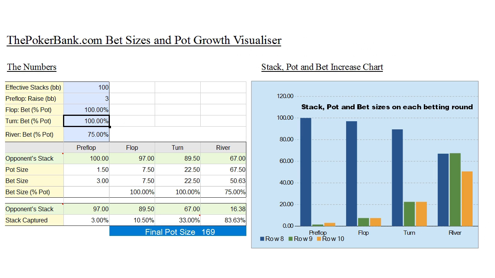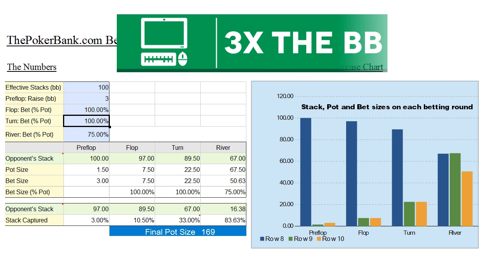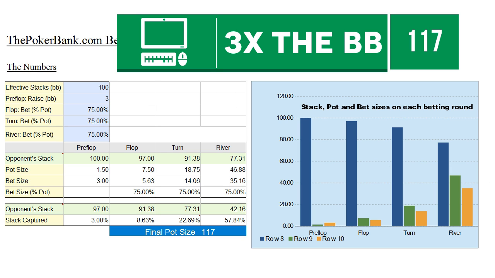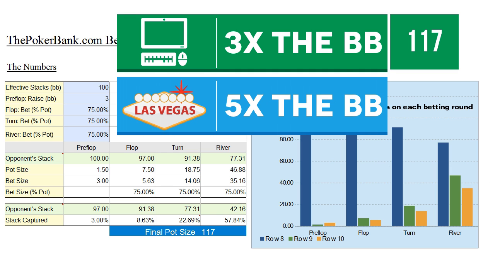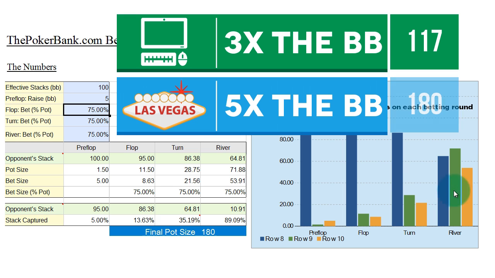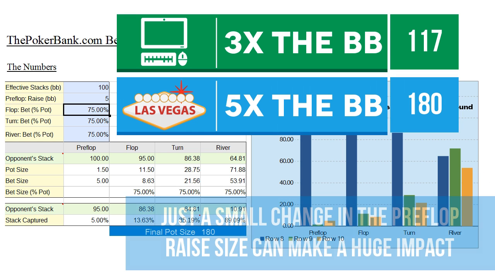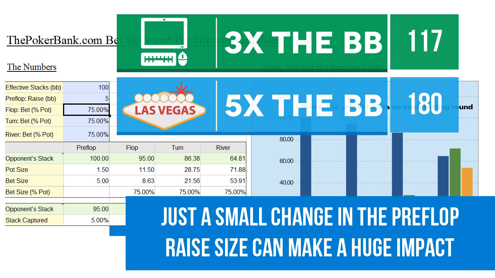In online poker, it's very standard to open to 3x the big blind. So if we plug in 3 as the preflop raise size and use 75% on every street, we notice that the final pot size comes out to roughly 117. But in live poker, it's a little different, and open raise sizes tend to be larger, especially at 1-2 and 1-3. So if we change the preflop raise size to 5 and keep everything else at 75%, we notice that the final pot size now is 180. Just a small change in the preflop raise size can create a vastly different final pot size.